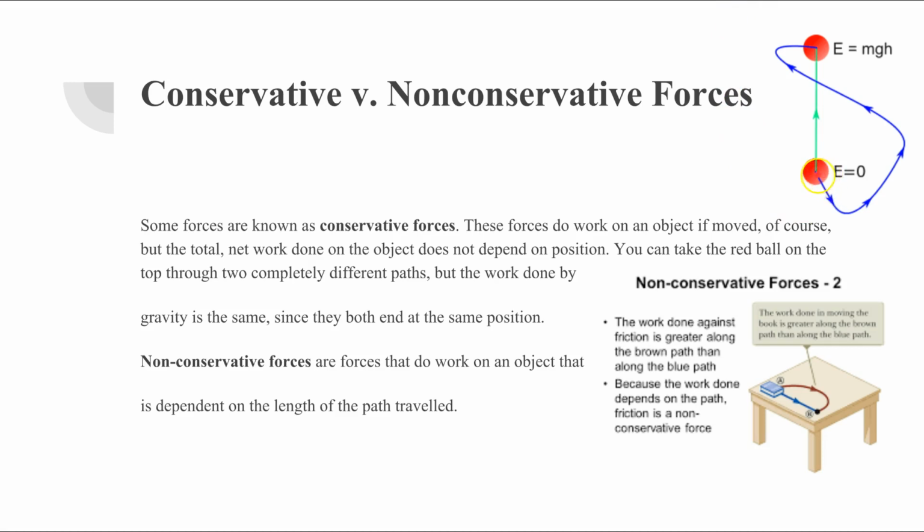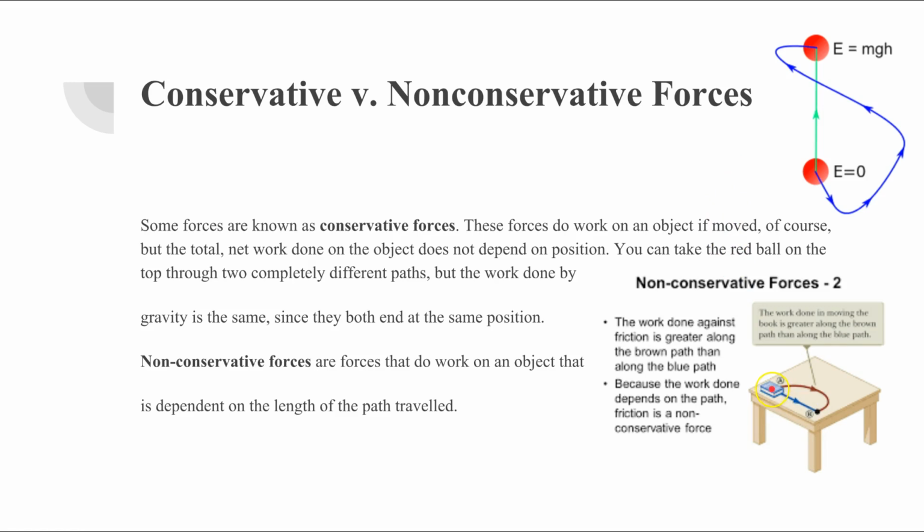It doesn't matter if you do this, and then you go here. You'll still have mgh potential energy. Why? Because gravity is conservative, right? The work it does is not dependent on the path it took. Non-conservative forces, on the other hand, do depend on the path the object takes, all right?